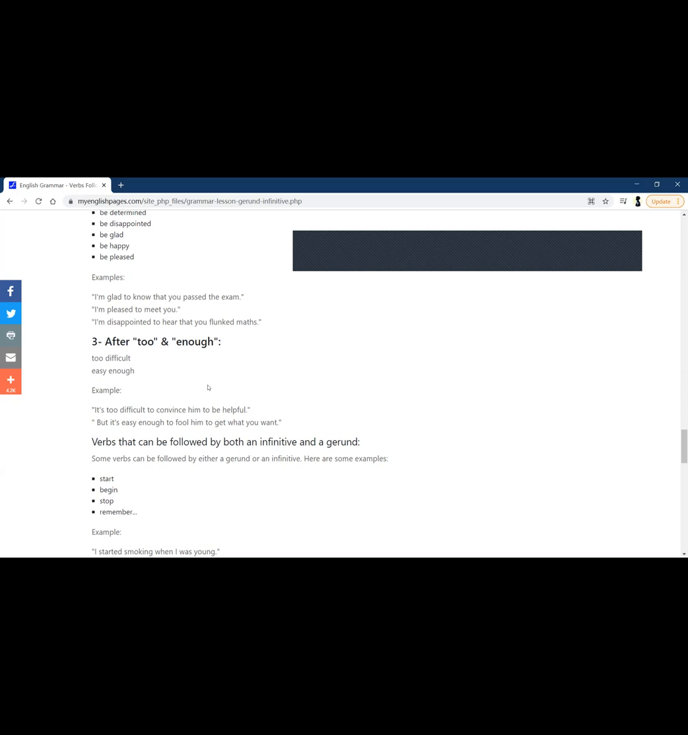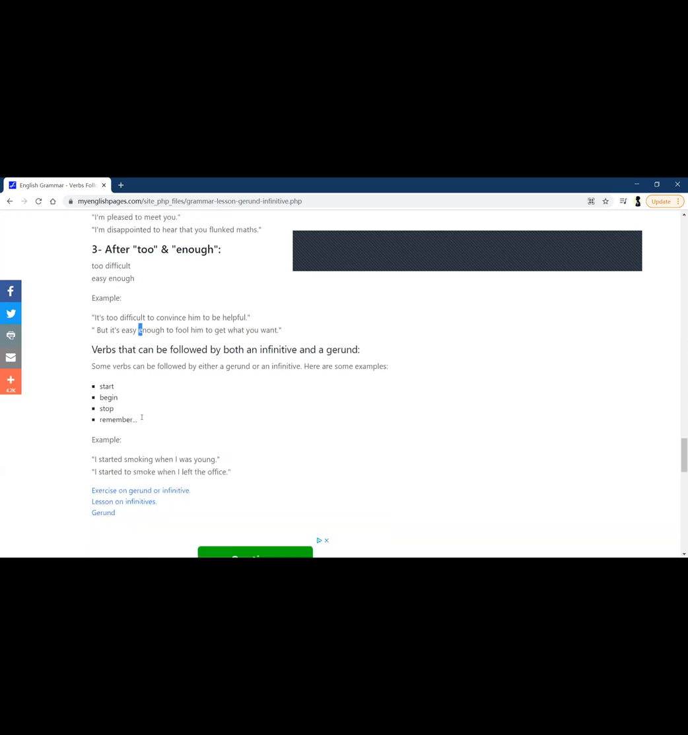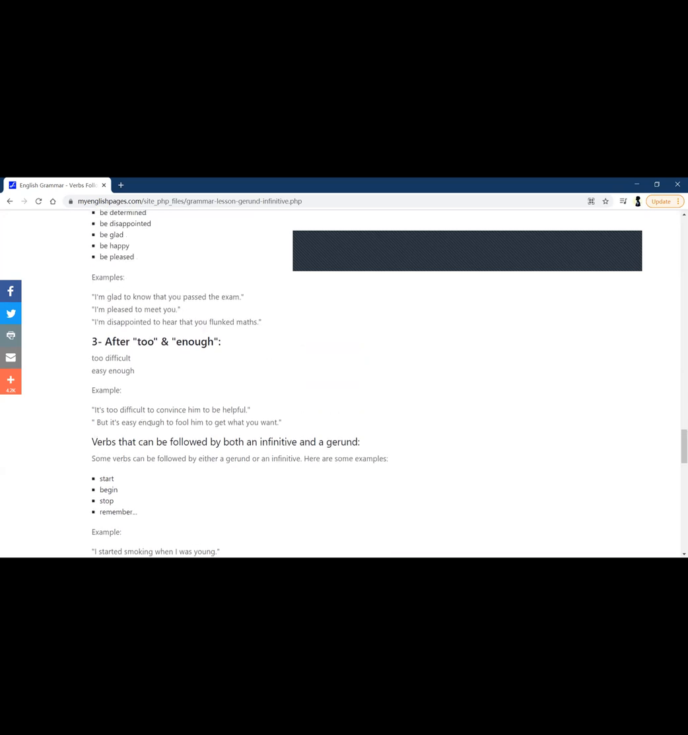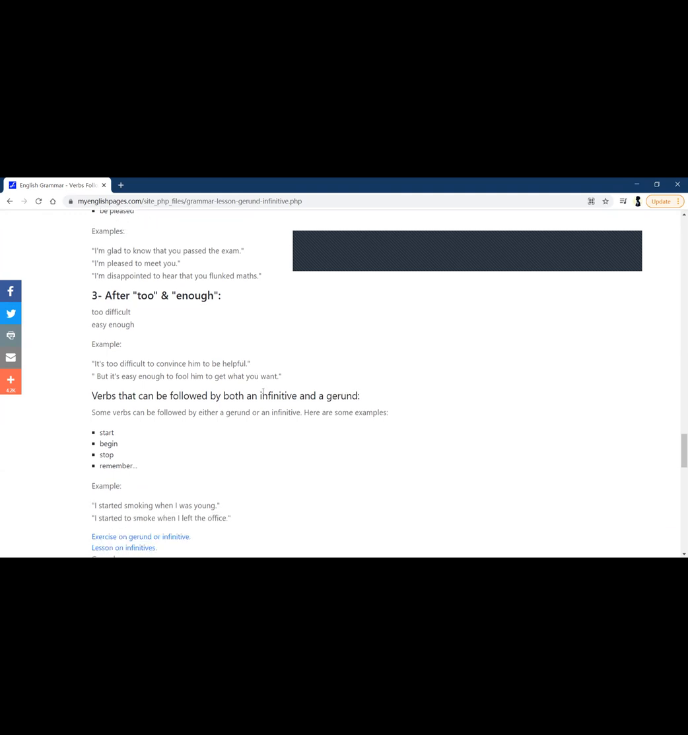In this example, you can convert infinitive sentences into gerund sentences, or convert them mutually. And then the other example is, it's easy enough to fool him to get what you want. It means to fool him is easy. And they can both be followed by both an infinitive and a gerund. For example, we start to do something or we start doing something, they are the same.